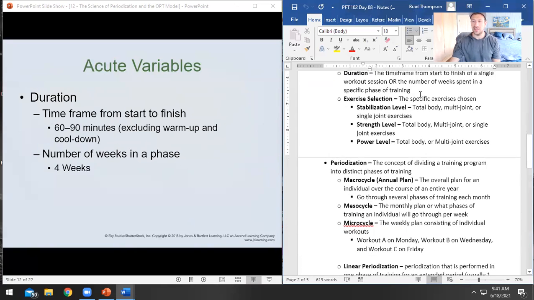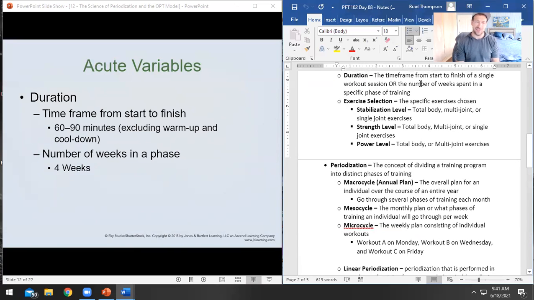Duration is another one. This is the time frame. This definition sucks. I actually really hate this definition because it's 2 definitions with 1 word. I don't know why they didn't just come up with a second word, but duration can either be how long your workout session is or the number of weeks spent in a specific phase of training. So if you're staying in a certain phase for 4 weeks, then your duration is 4 weeks. If you are working out for an hour, your duration is an hour. Literally the same for both.